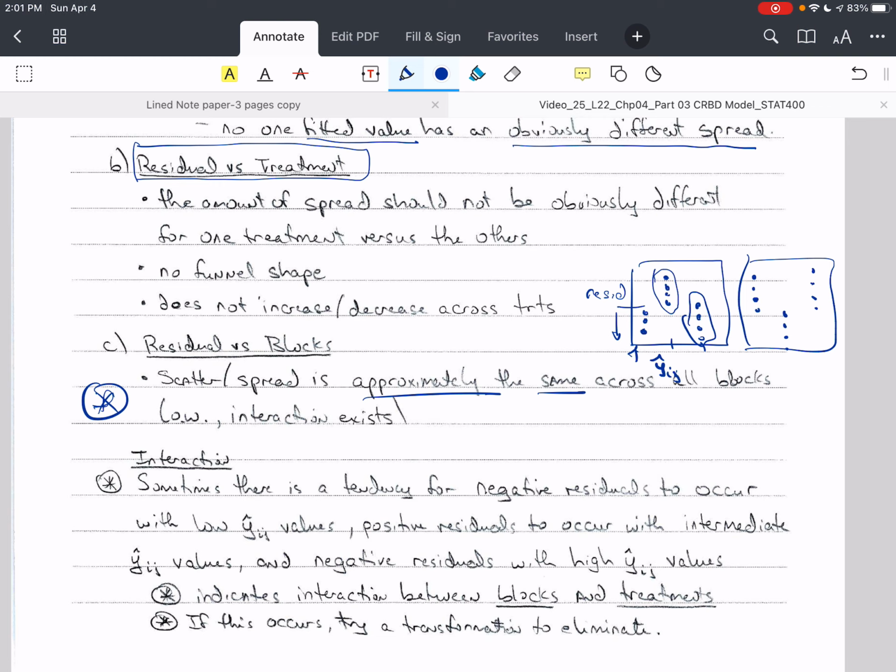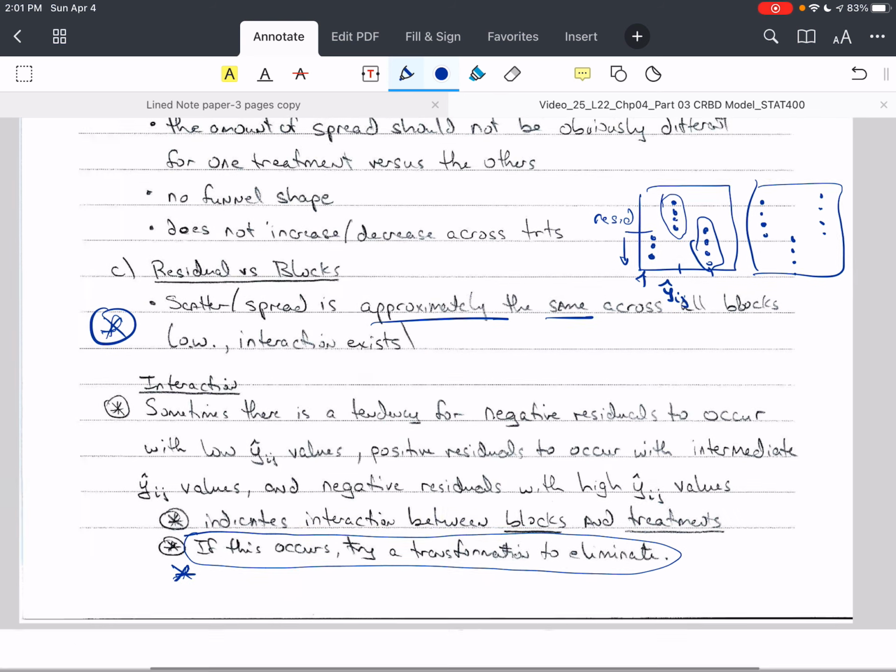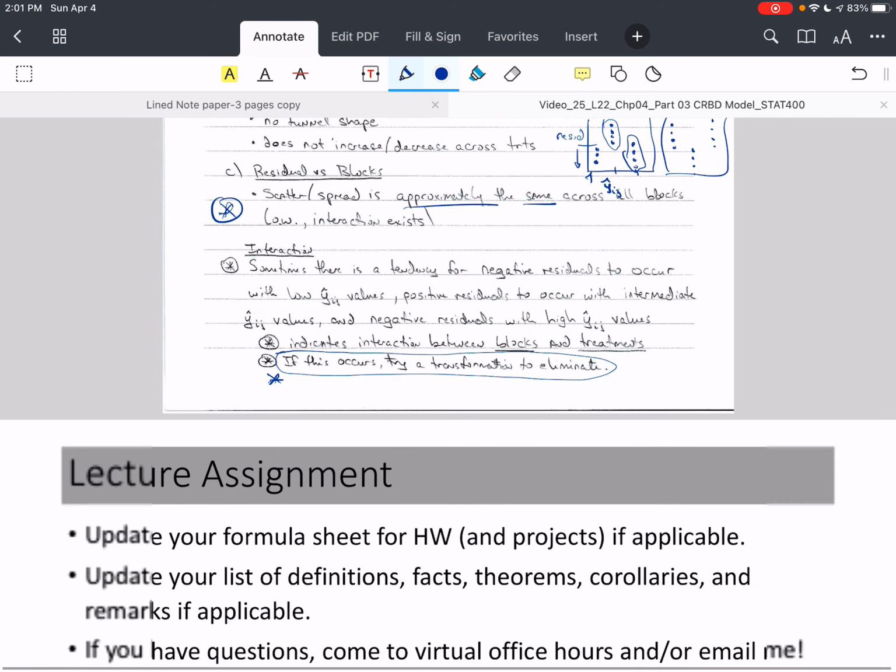Okay. So if this occurs, you want to try a transformation to see if you can eliminate it. I meant to circle it, not mark through it. So this is something you want to try. Okay, so that's it for the randomized complete block design.